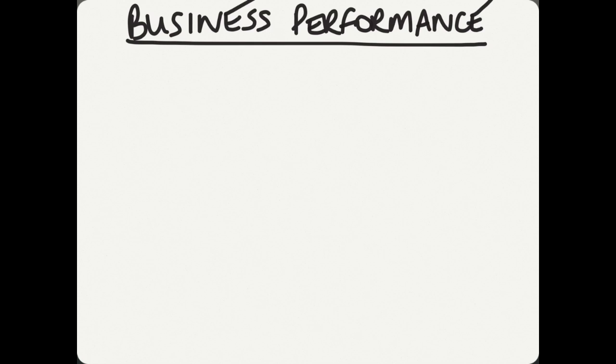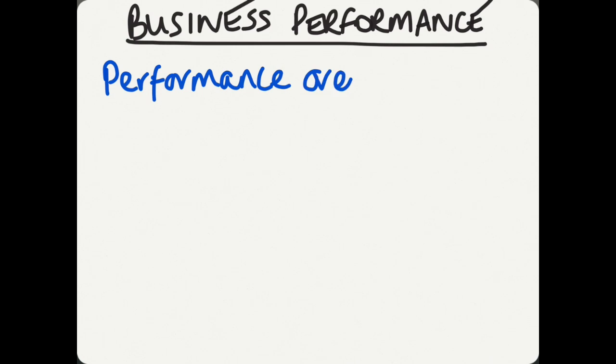The final part of the finance section is all about business performance. How do we know if a business is performing well? First of all, we need to look at the performance over time. So how is it performing compared to last year? Is it making more or less profit than last year? It's all very well saying, oh, the business has made £50,000 profit this year. That's brilliant. But what if it made £100,000 profit last year? Perhaps that shows that it's not doing quite so well this year.